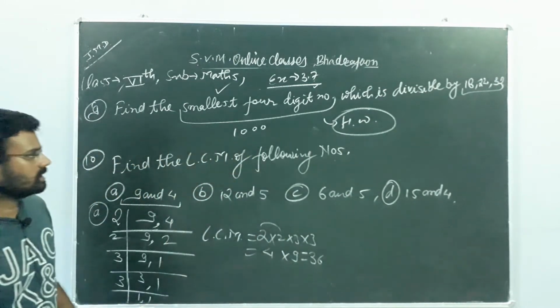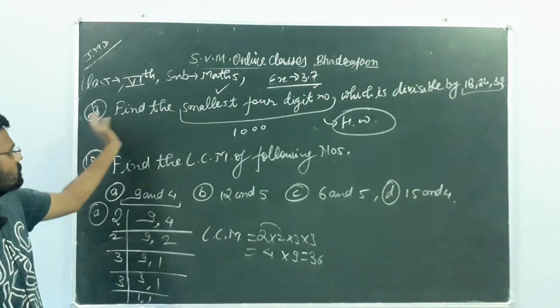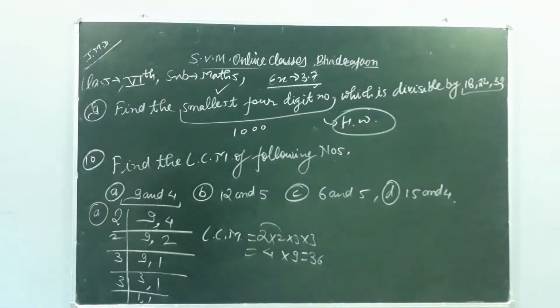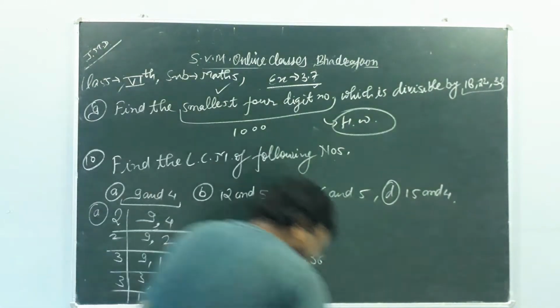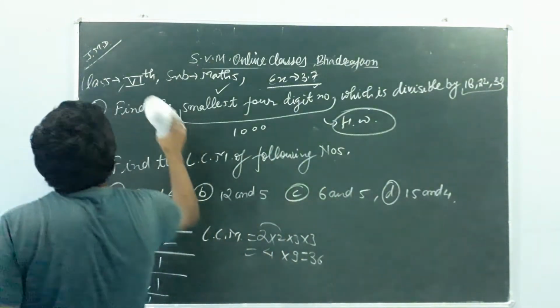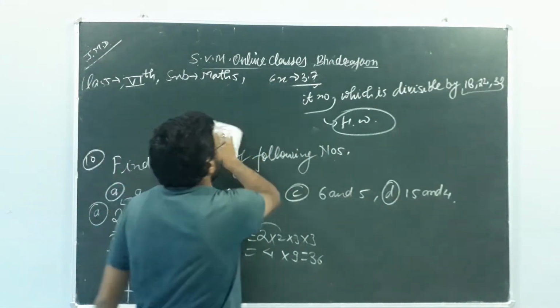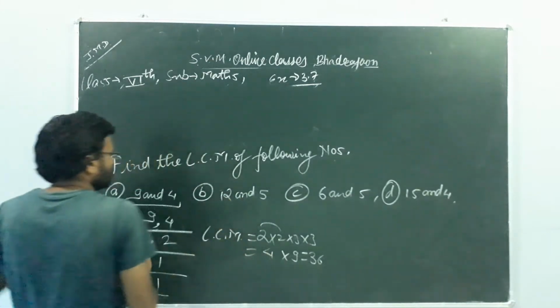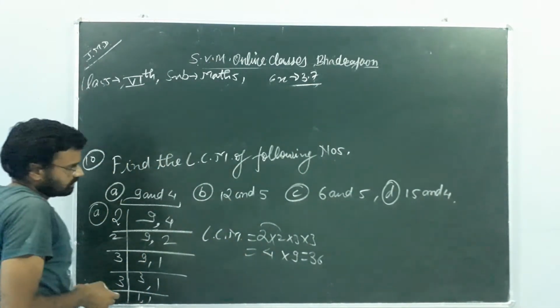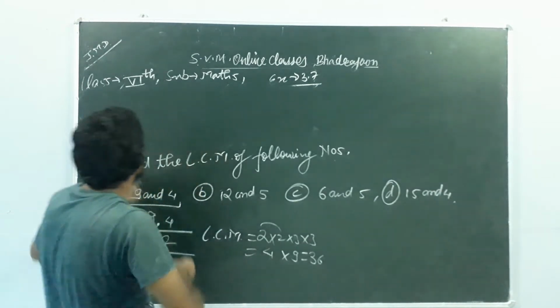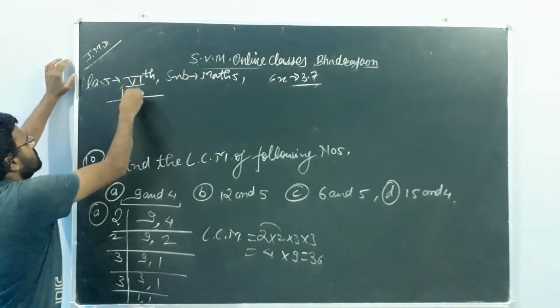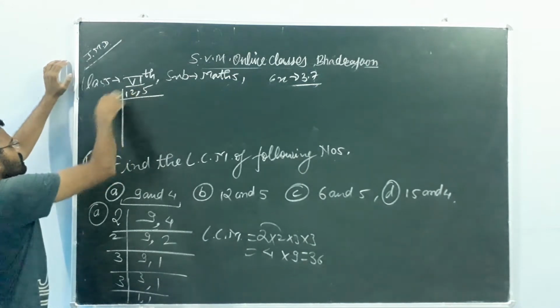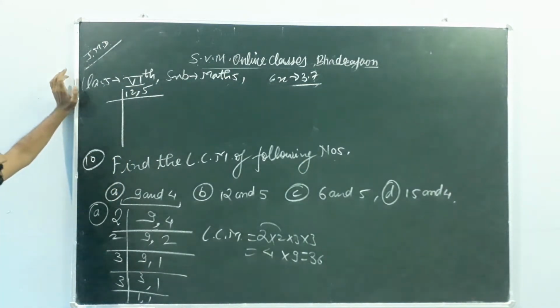Just write down, and I am going to rub our question number 9 for making some space. Our question number 10 and second part is 12 and 5. So I am just going to rub this one also. If space is less, then I will rub some other questions. So this is our 12 and 5.